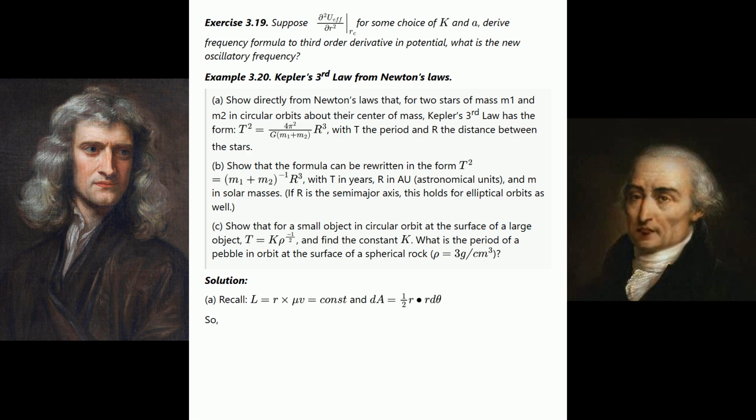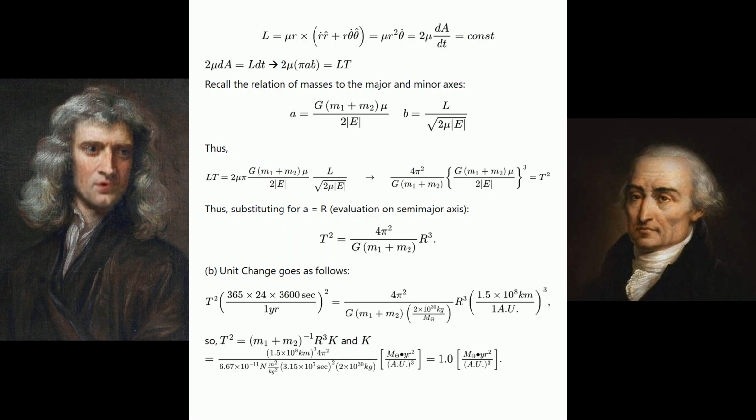Rho equals 3 g/cm³. Solution. A. Recall, L equals r times μv equals constant, and dA equals 1/2 r · r dθ. See the equation shown. 2μ dA equals L dt, so 2μπab equals LT.